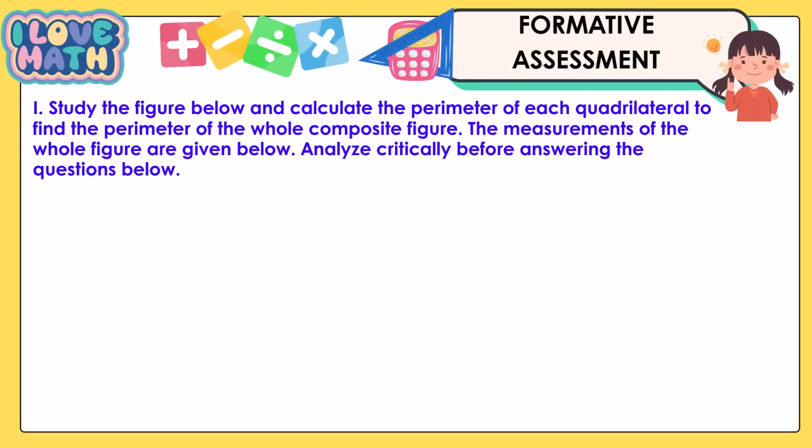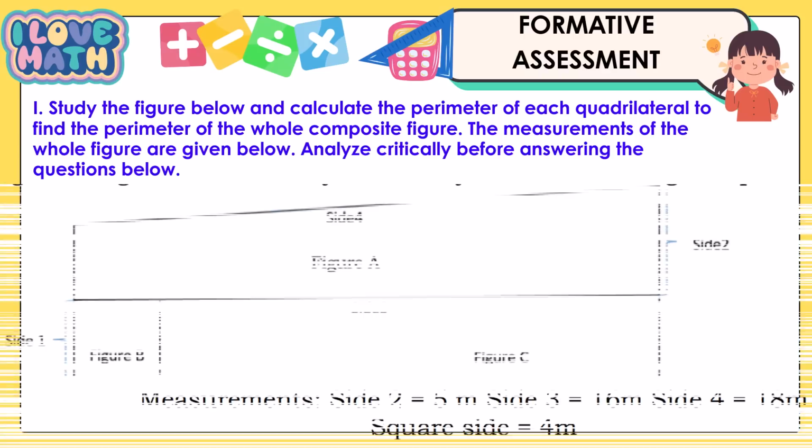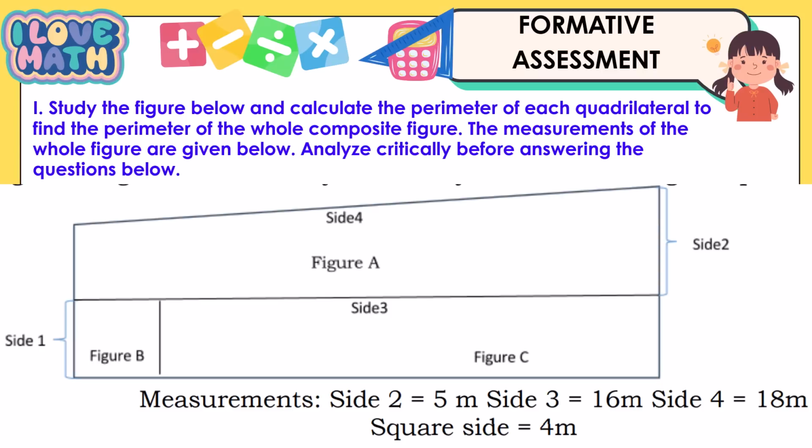Day 4. Formative Assessment. Part 1. Study the figure below and calculate the perimeter of each quadrilateral to find the perimeter of the whole composite figure. The measurements of the full figure are given below. Analyze critically before answering the questions below.